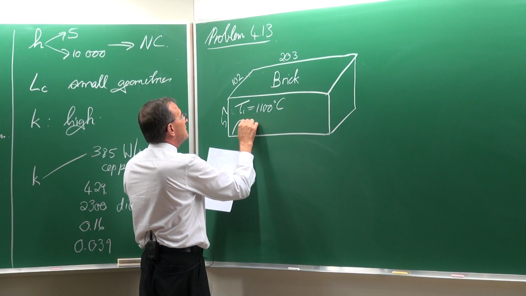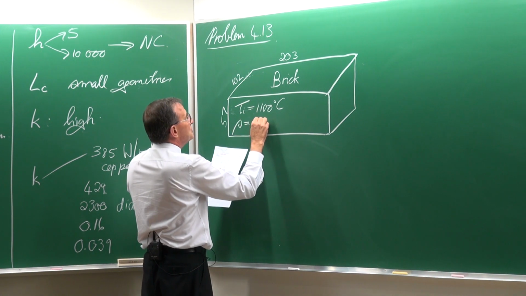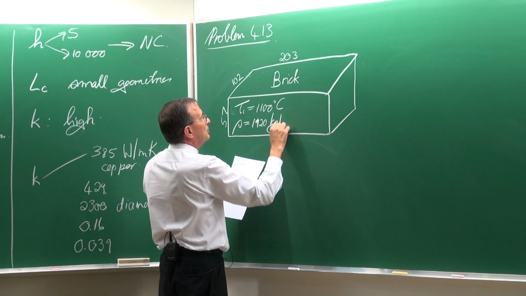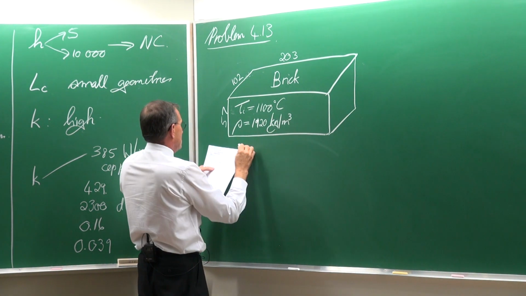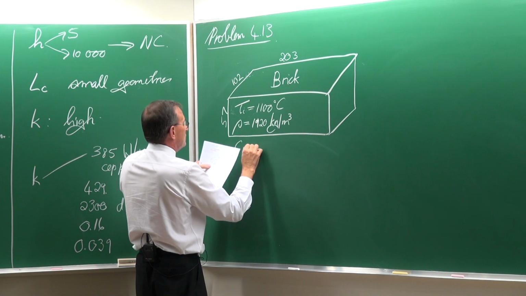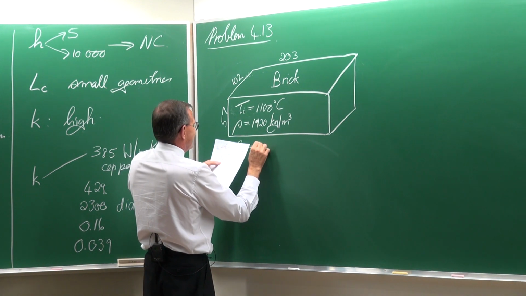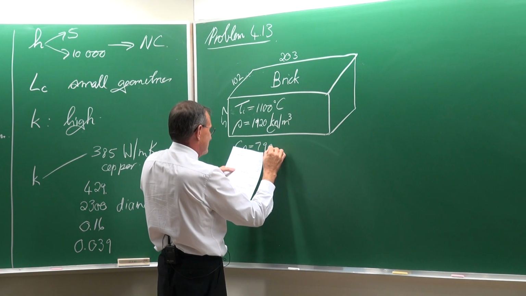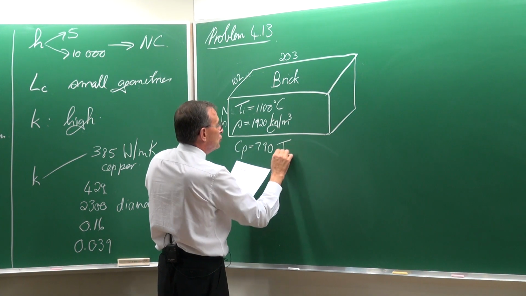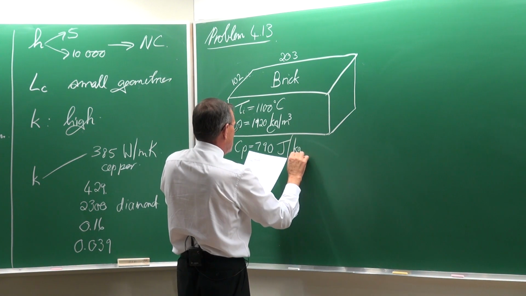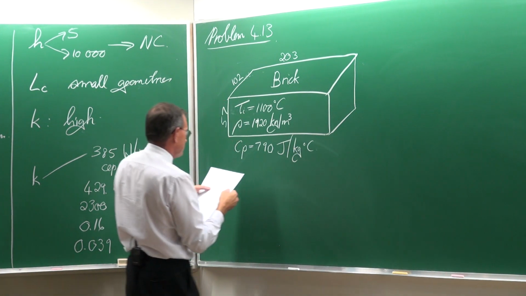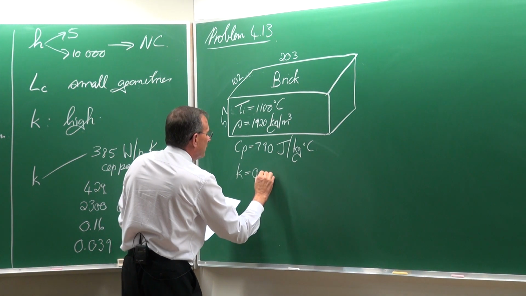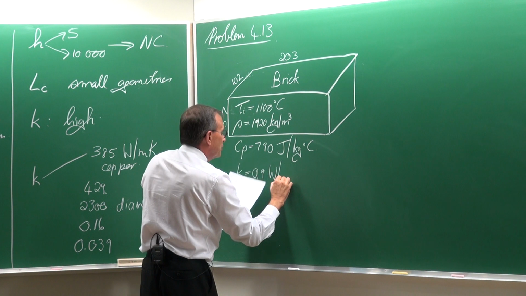The density is equal to 1,920 kilograms per cubic meter. The CP value is equal to 790 joules per kilogram degrees Celsius. The thermal conductivity K is equal to 0.9 watts per meter Kelvin.